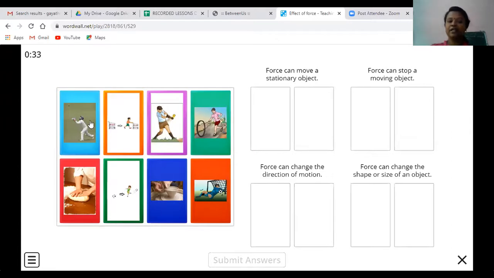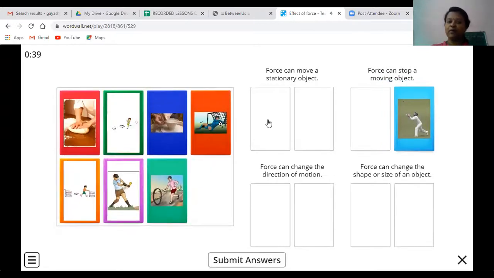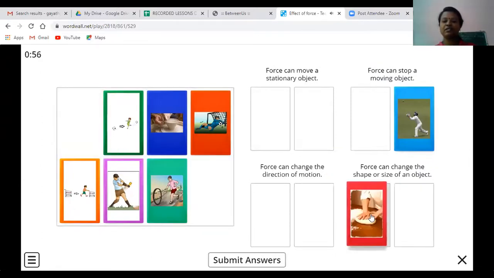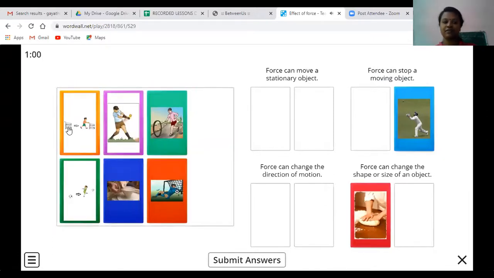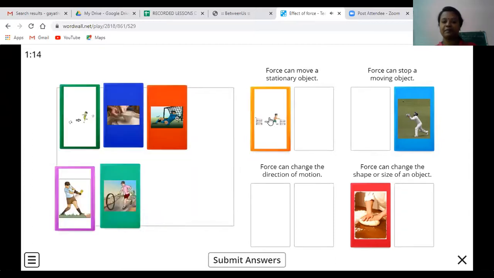You can see a person who is trying to catch the ball in a game of cricket. So in which would it come? The fielder will try to stop the moving object. Let us try one more, where we are seeing that the dough is being kneaded. You can see the shape of the object will definitely be changed when the force is applied. So it will come under the force that will change the shape or size of an object.